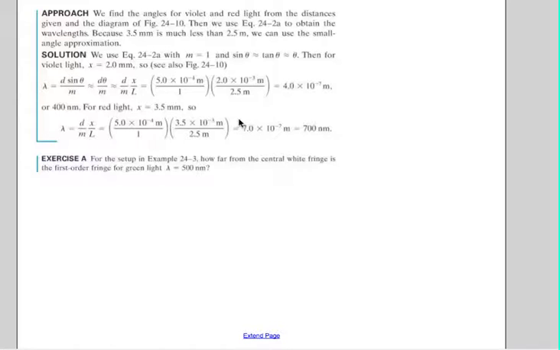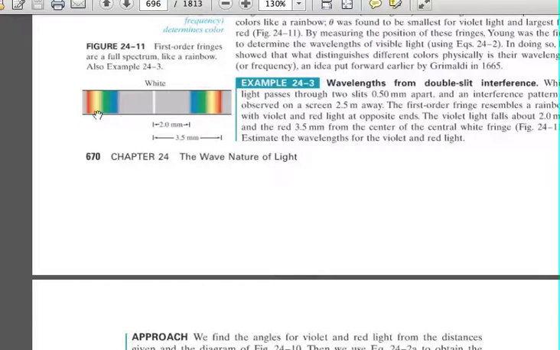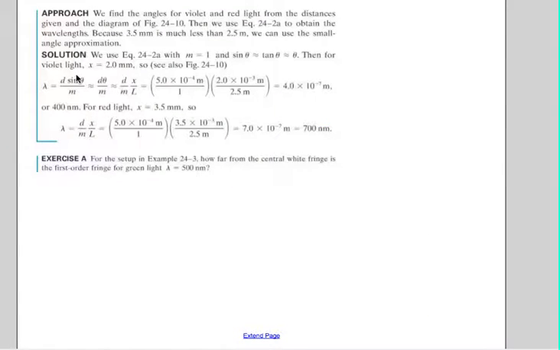All right. So they say violet and red are at opposite ends. So should we pull that back up one more time? So you can see that like red is over here, and technically over by the blue is violet. I don't know, I'm probably colorblind, but so opposite ends of the fringe. Okay, and they say that that happens at 3.5 for red and 2 for violet.